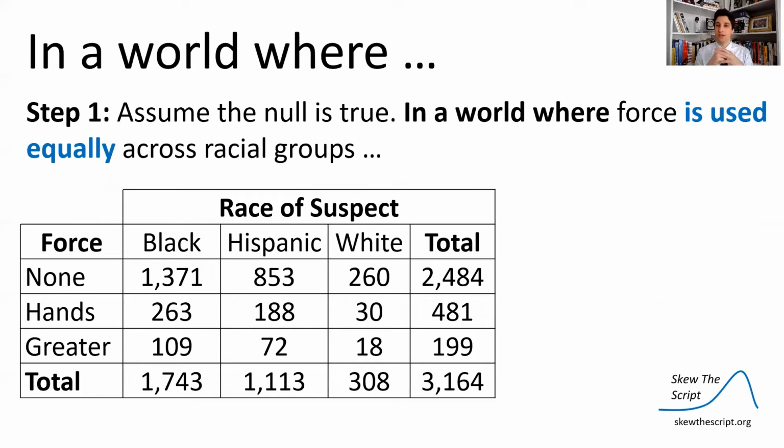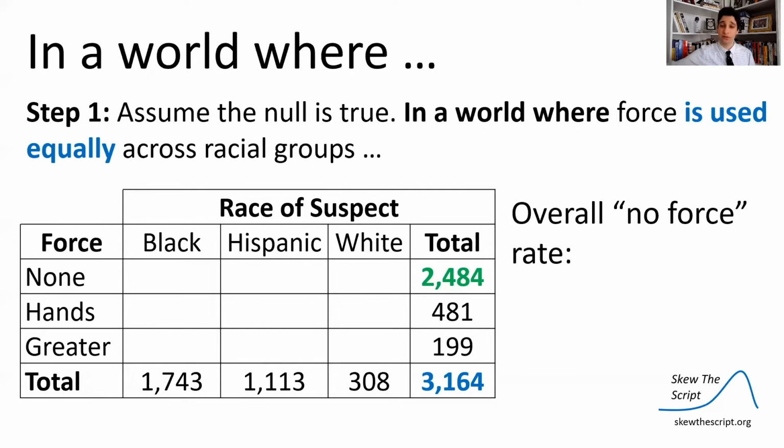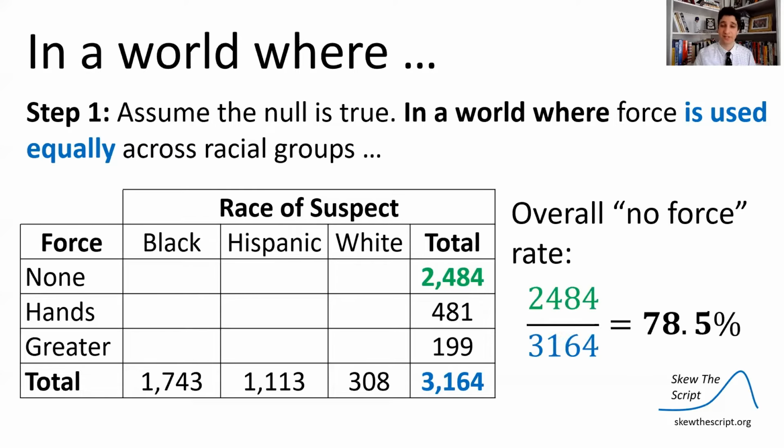So step one, we're going to assume the null is true. So we're going to use that common refrain: in a world where force is used equally across racial groups. So we're going to redo this data and think about the expected counts if there was an equal force rate used between each of these racial groups. So let's break down how we would do that. The overall no force rate in the whole table is simply the total amount of suspects across all groups where no force was used, 2,484, divided by the total of the whole table, 3,164. That's a rate of 78.5%.